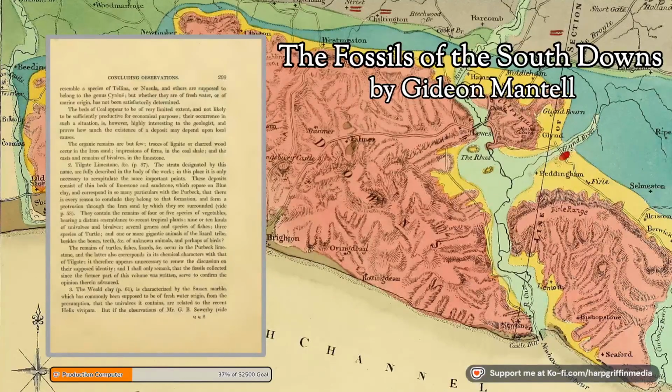The beds of coal appear to be of very limited extent, and not likely to be sufficiently productive for economical purposes. Their occurrence in such a situation is, however, highly interesting to the geologist, and proves how much the existence of a deposit may depend upon local causes. The organic remains are but few. Traces of lignite or charred wood occur in the iron sand, impressions of ferns in the coal shale, and the casts and remains of bivalves in the limestone.